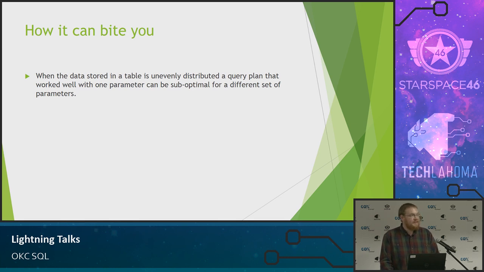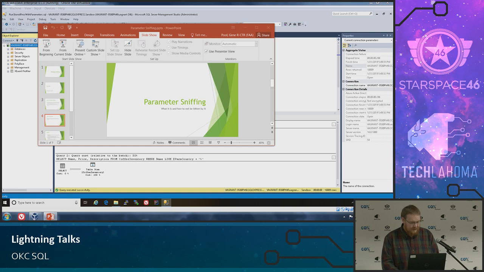This can go bad when your data is unevenly distributed through your table. So let's say with one set of parameters, you pull back 10 results, and another set of parameters will pull back a couple million. In that case, the first time your query optimizer ran for your query, you might not have run with the set of parameters that works well in most cases. And we're going to take a quick look at what that looks like.